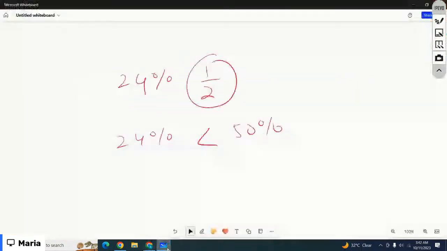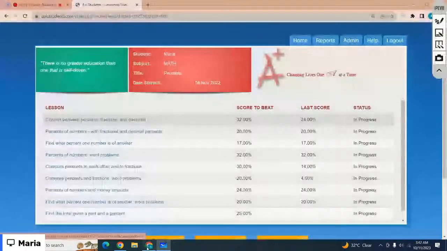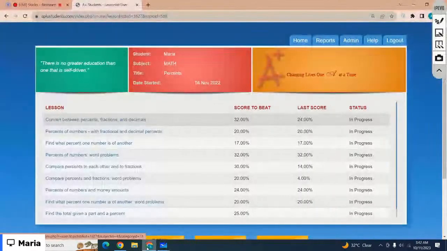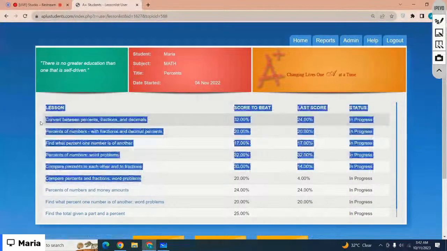Okay, so we are working on grade 6 math. The chapter we're working on is percents. The lessons we have covered today are convert between percents, fractions, and decimals, percents of numbers with fractions and decimal percents, find what percent one number is of another, percents of a number, compare percents to each other and to fractions, and compare percents and fractions. The per problems you have to do on your own, right? So that is your homework. Before the next session you have to complete all the practice questions for the lessons we did today, right?